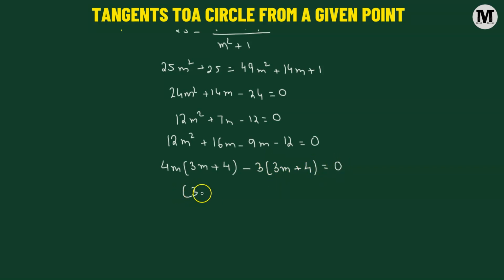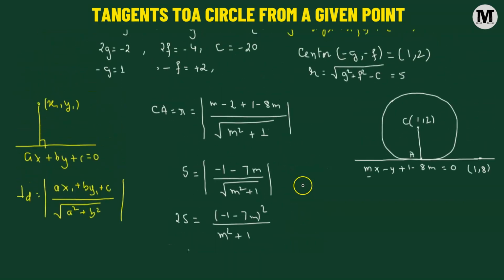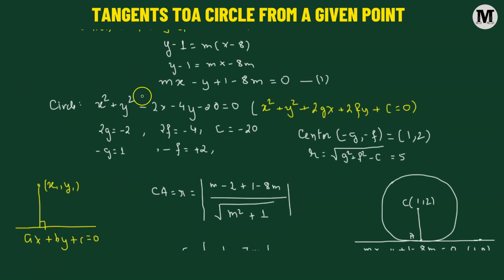So this gives us 3m plus 4 multiplied to 4m minus 3 equals to 0, which gives us the value of m. So m comes out to be -4 divided by 3. And the other m value will be +3 over 4. Now that we have the value of m, we can substitute this back into equation number 1 to get the required equation of the two tangent lines.